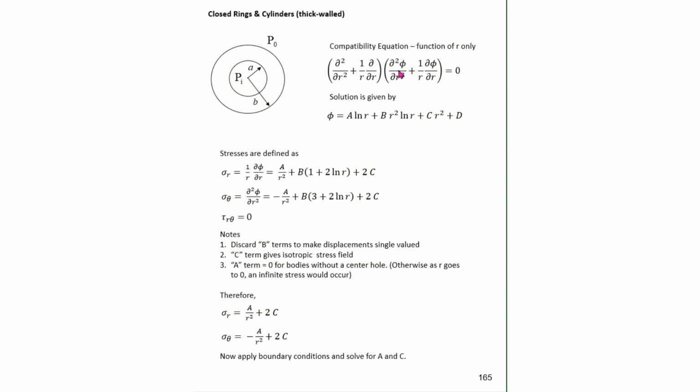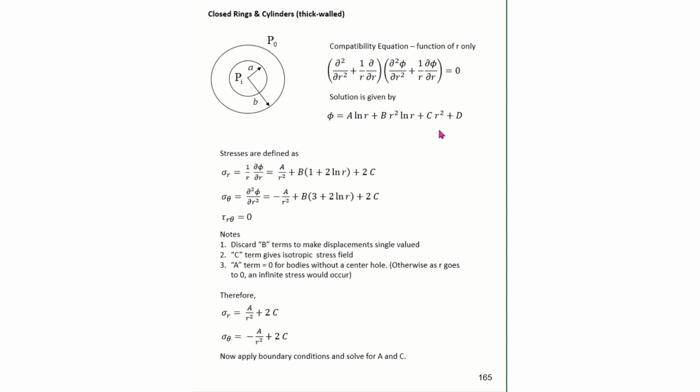The solution for phi from this equation has been derived and is given by A ln r plus B r squared ln r plus C r squared plus D. Now this has changed from your notes, so make sure your notes reflect this expression. A, B, C, and D are the constants of integration that we need to solve for.